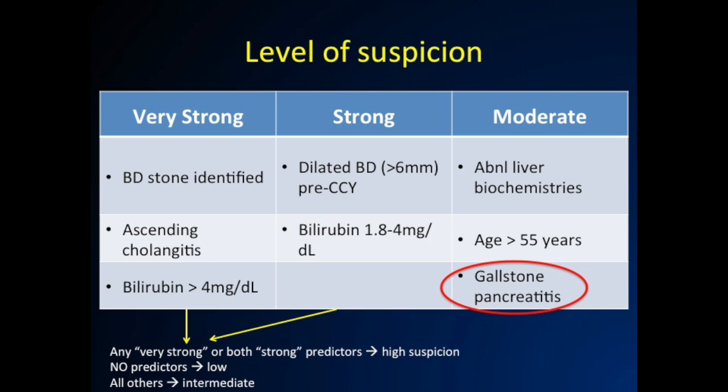So how do you characterize your level of suspicion? If you have very strong predictors, obviously if you see a stone, if the patient has ascending cholangitis, or if they have more substantial jaundice, so a bilirubin more than 4. If they have any of those, then they would fall in that high probability category. If they have both of these strong predictors, so a dilated bile duct in the absence of a prior gallbladder resection or mild elevation in their serum bilirubin, they would also be high probability. If they have anything else on this slide, including gallstone pancreatitis, you are obligated, they're intermediate.